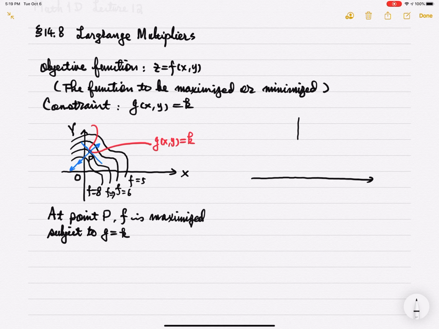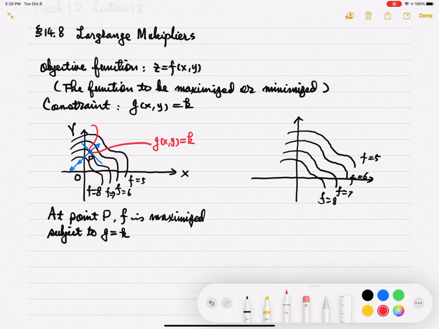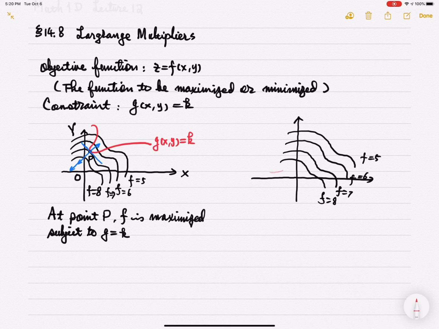Okay. Another situation. Okay, so if we say, well, still we have a curve like this. So suppose this is a level curves. Okay, suppose we have those level curves. And then suppose, again, this is f equal to 5, f equal to 6, f equal to 7, f equal to 8. And then if I have a constraints, okay, the curve looks like this.